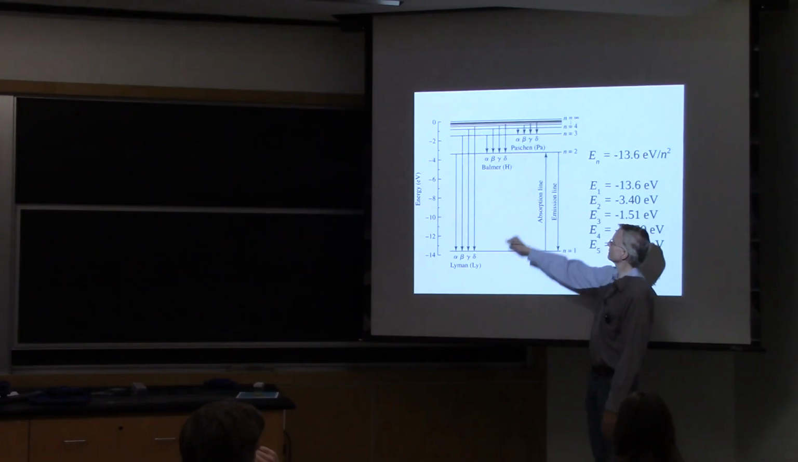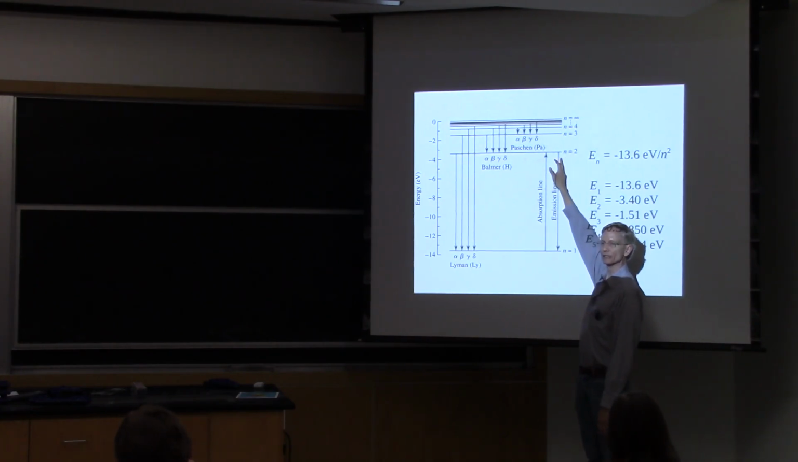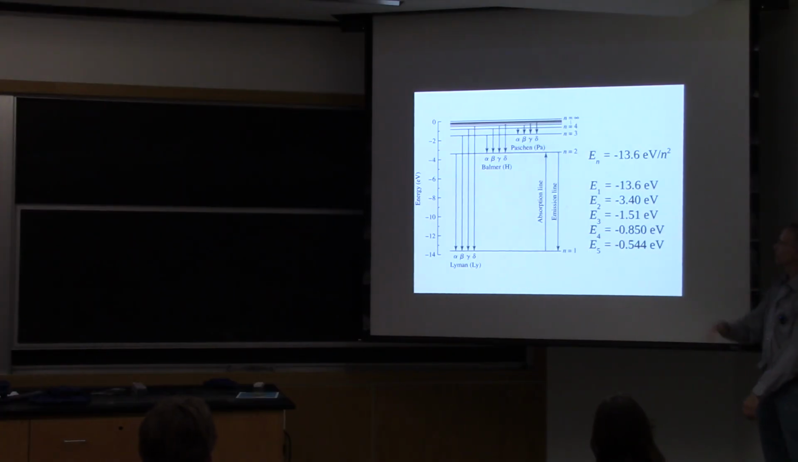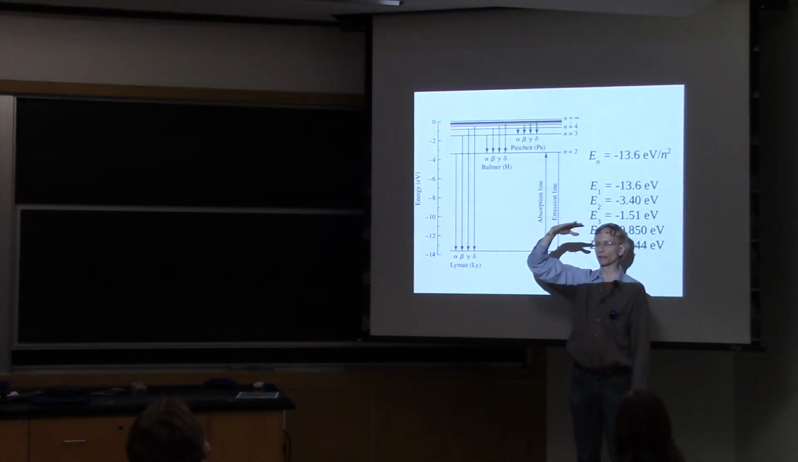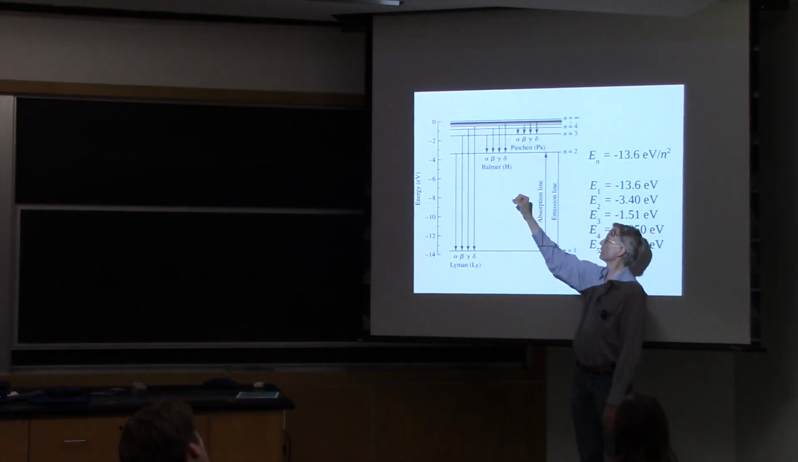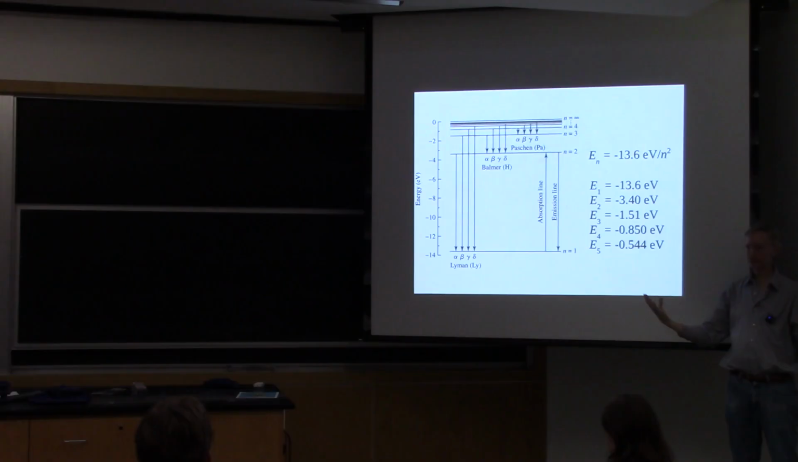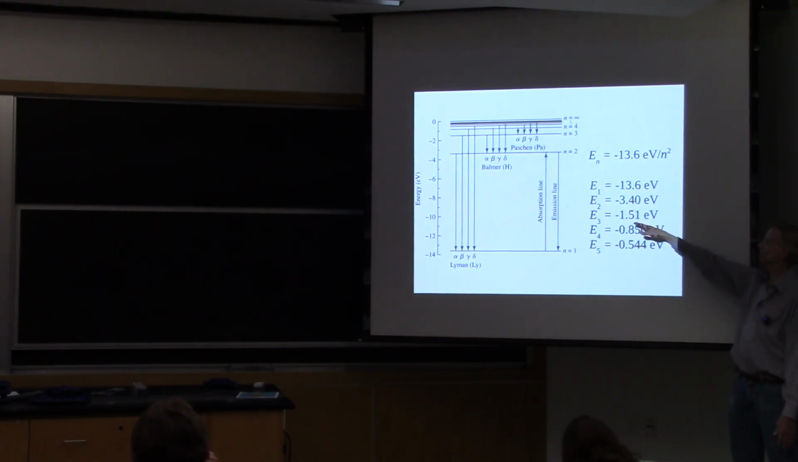But what if a collision kicked it up into the n equals 2 level and you wanted to ionize it from there? What's the minimum energy that would be needed to ionize from the n equals 2 level? 3.4 electron volts, because n equals 2 has an energy of minus 3.4 electron volts. Ionization with no kinetic energy is 0 electron volts. So 3.4 plus minus 3.4 would take you up to 0 energy. Far separation, not moving. So the ionization energy from the n equals 2 level is 3.4 electron volts. From the n equals 3 level, it only takes 1.51 electron volts to ionize it, etc., etc., etc.